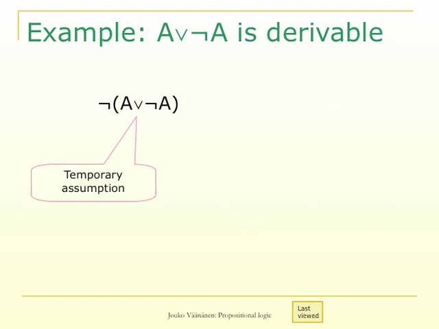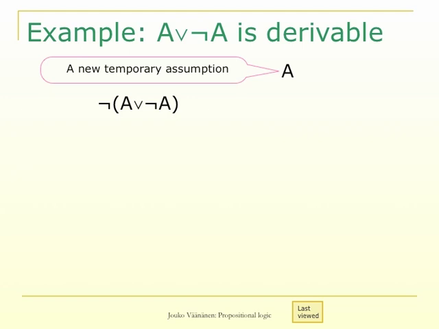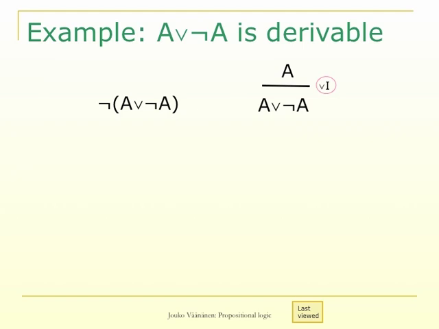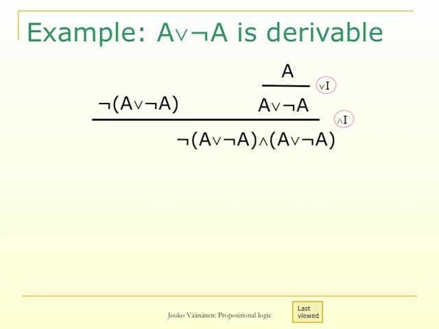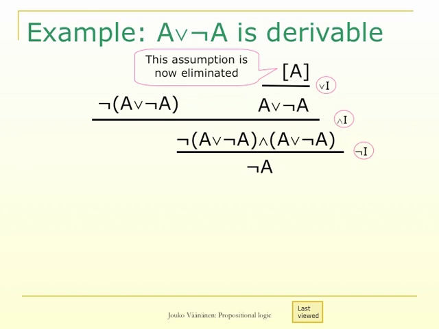So we start by writing down the main temporary assumption, namely the denial of the conclusion, that is negation left parenthesis A or not A right parenthesis. So from now on we try to reach a contradiction in order to be able to use the negation introduction rule and the negation elimination rule, and thereby reach the claim A or not A. Now we make a new temporary assumption A. From this we get immediately A or not A. But this is contrary to our first temporary assumption. So we get not A and can eliminate the temporary assumption A.